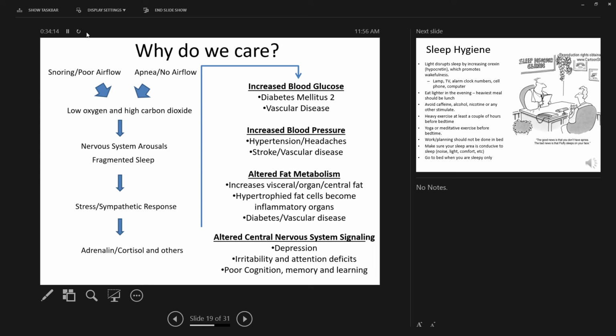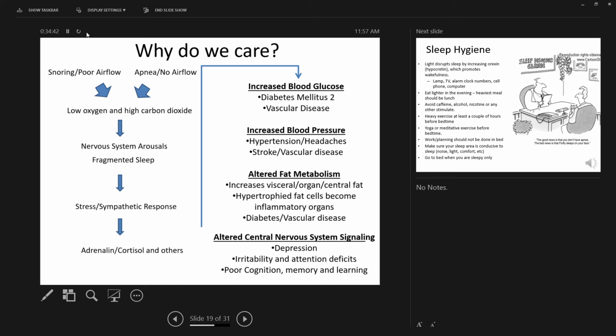Now, this change in epinephrine and cortisol levels throughout the night also alters fat metabolism, ultimately resulting in increased visceral, or what we call organ, or what we call central fat. So visceral adiposity is the bad fat. There are people who can be fatter than what we think they should be, but they don't have a lot of visceral adiposity, so the fat that they have is not unhealthy.